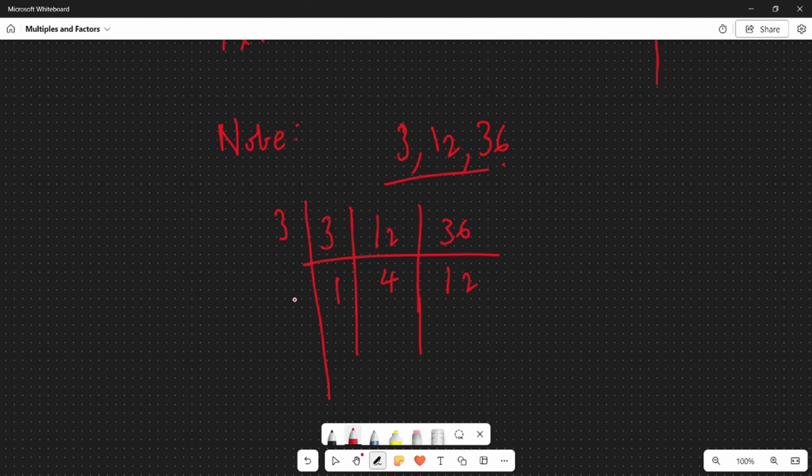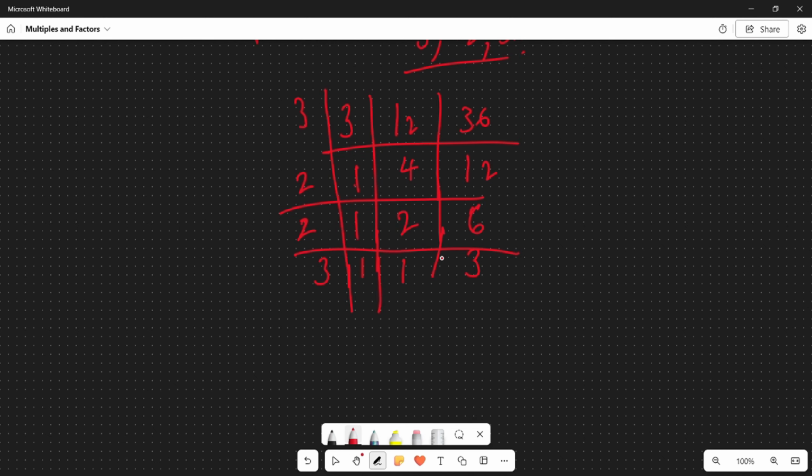2 will then give 1, because it's not going to affect 1. 4 divided by 2 is 2, and 12 divided by 2 is 6. Again, divide it all by 2, because 2 can also divide here again. So 1 is not going to be affected, so 1. 2 divided by 2 is 1, and 6 divided by 2 is 3.